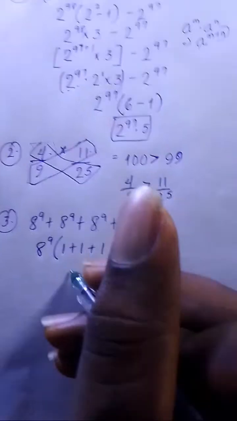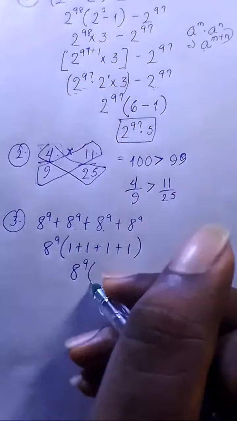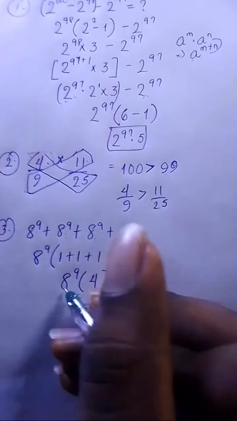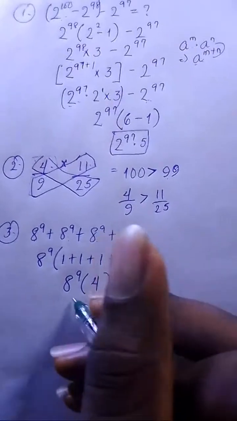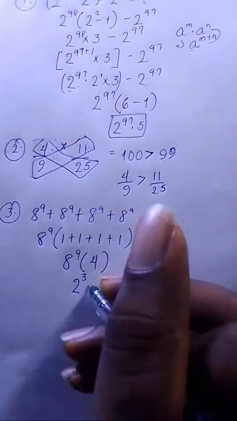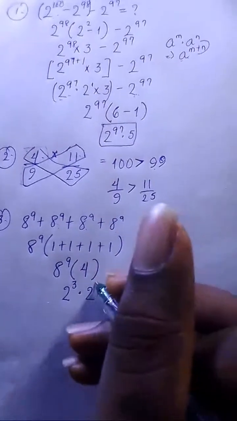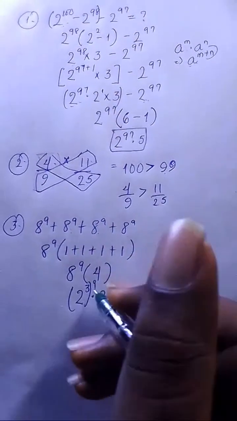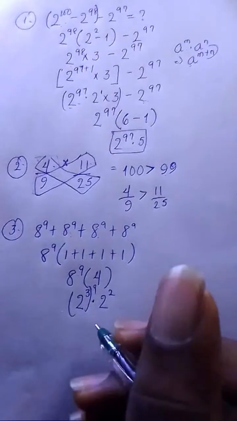Good. So from here, we have 8 raised to the power of 9 multiplied by 4. 8 is 2 raised to the power of 3, you know that, and 4 is also 2 raised to the power of 2. So we have 2 raised to the power of 3, raised to the power of 9. This 9 is still there.